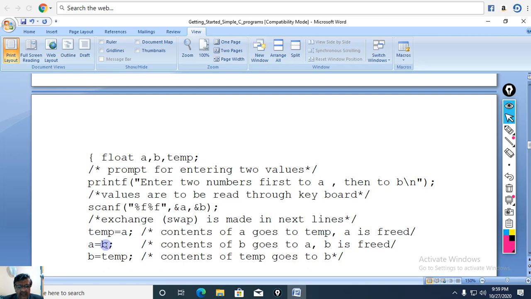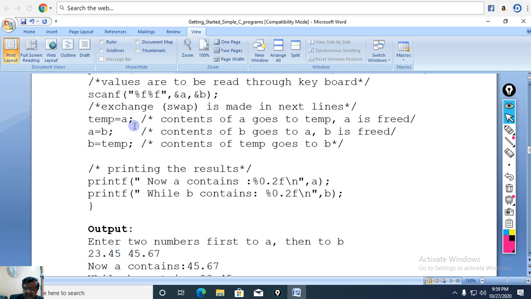Then A equal to B. A will be overwritten by B, and B will be overwritten by whatever temp contains. Swapping will happen. There is another method, without using temp, but that will involve loss of data, therefore it is not recommended. A equal to A plus B, then B equal to A minus B, and A equal to A minus B, something like this. That can also be done, but it is not recommended because it incurs loss of the original data. Here data is maintained, and you can see the exchange that is happening.